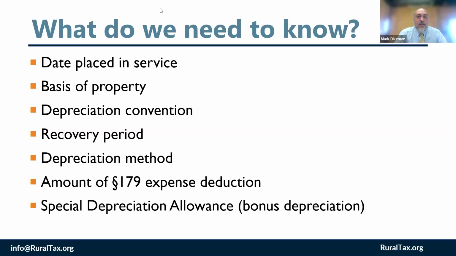We need to know the date the item was placed in service. We need to know the basis of that item, what depreciation convention we're going to use, what recovery period, the depreciation method, how much 179 expense deduction am I going to take on that item, and am I going to utilize special depreciation allowance or bonus depreciation? All of these come into play. All of this information is needed to determine depreciation calculations for a particular piece of property.